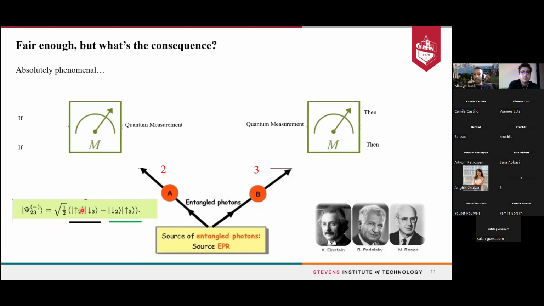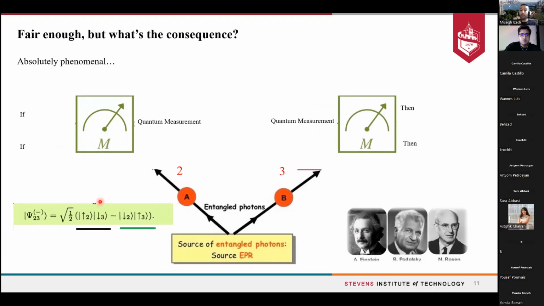Again, let's go back to our EPR pair, the Einstein-Podolsky-Rosen pair here. This is a state that we can use to describe this EPR pair. What is the meaning of this state? It means this state is basically a superposition of 2 possibilities. This is the first possibility, the black one, and this is the second possibility, the green one. If you look at this photon here, in the first possibility, photon 2, or photon A in this picture, can have the spin up or vertical polarization, while photon 3, or photon B, can have horizontal polarization. And in the second possibility, it's just vice versa.